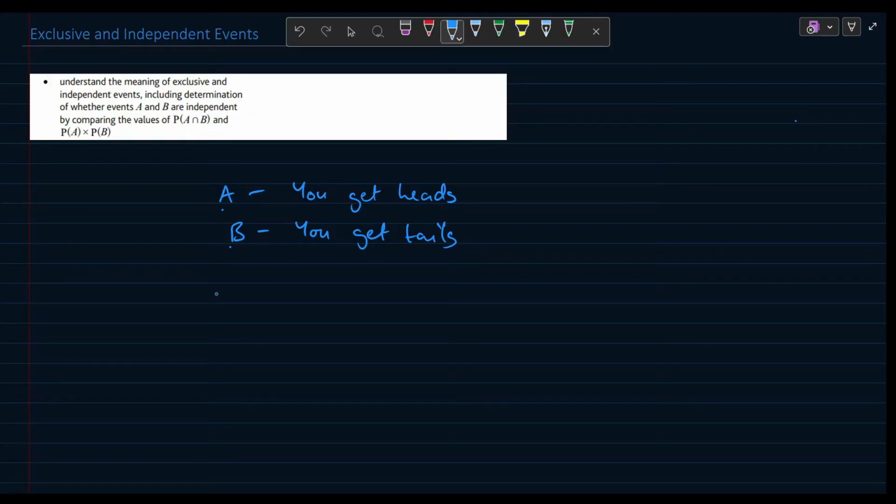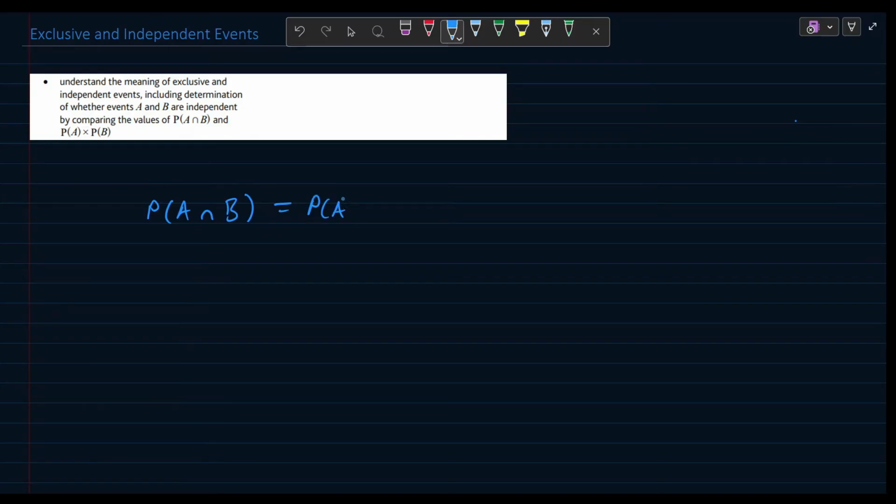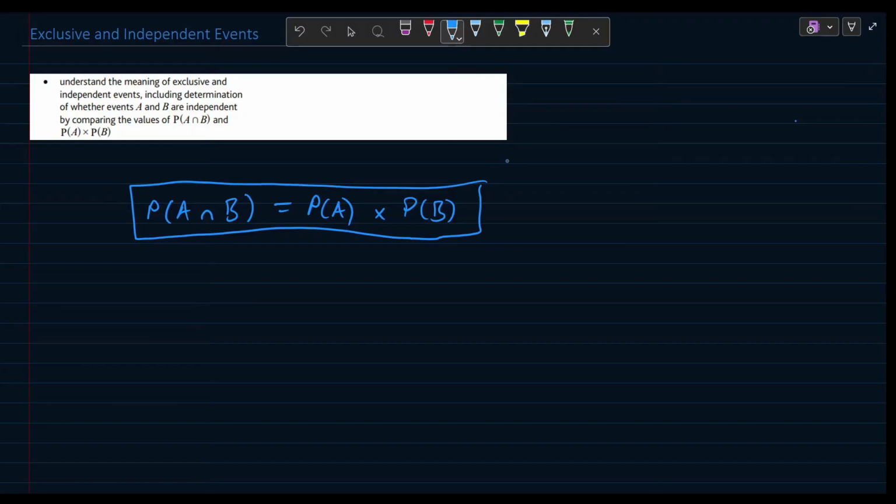However, on the other hand, we say that two events are independent when the occurrence of one event does not affect the probability of the occurrence of the other event. We're going to look at a few examples just now, but in general, if events A and B are independent, we can say that the probability of A intersection B is equal to the probability of A times the probability of B. So this equation will be used a lot in proving whether events are independent or not.